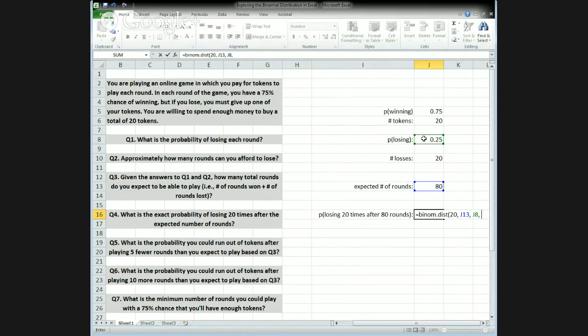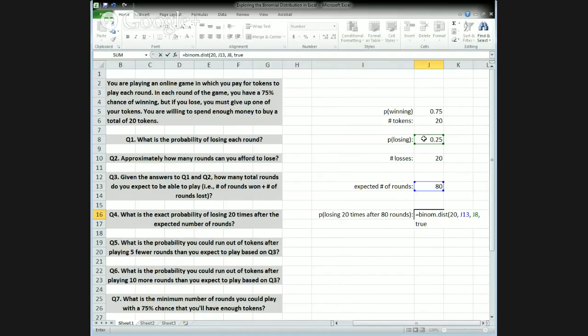What cumulative means in this situation is that we want the probability that after 80 rounds, we will have lost anywhere from 0 to 20 times. That's what cumulative means. It's going to give us the probability of losing 0 times, plus the probability of losing 1 time, plus the probability of losing 2 times, plus the probability of losing 3 times, all the way up to the probability of losing 20 times, all added together. The probability of each of those individual events occurring is very small, but the probability of losing anywhere from 0 to 20 times will be much larger. And cumulative is going to give us that probability.